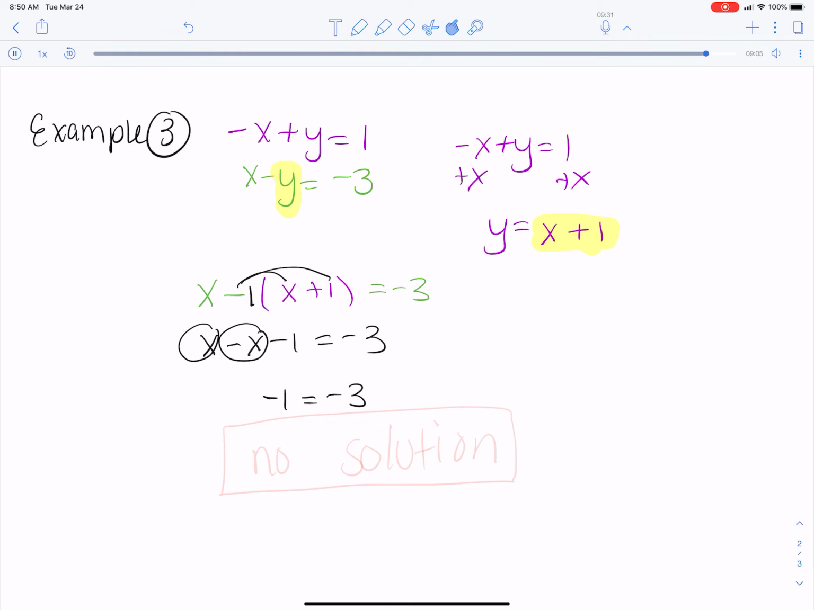Well, here we're also left with another special case. I eliminated my variables. I don't have any variables left to solve for. And I have negative 1 equals negative 3. Now, you have to think again, does that make sense? Does negative 1 equal negative 3? Obviously no. So our answer is no solution.